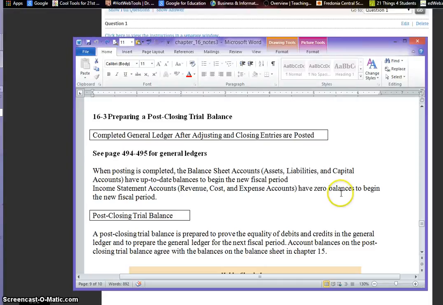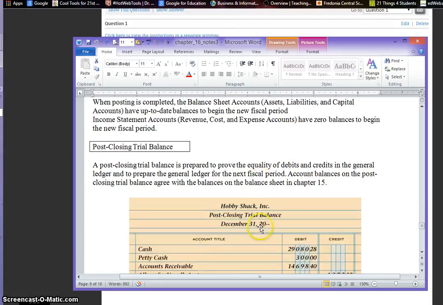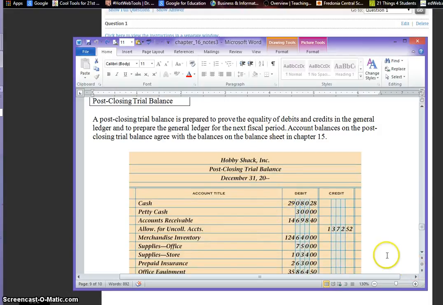In 16-3, we're going to learn how to prepare a post-closing trial balance. When all of our posting is completed, all of the balance sheet accounts, assets, liabilities, and capital accounts have up-to-date balances, so they're ready for the new fiscal year. Income statement accounts, the revenue, cost, and expense accounts have zero balances because we closed them out in our closing entry section. The post-closing trial balance is prepared to prove the equality of debits and credits in the general ledger and prepare them for the next fiscal period.